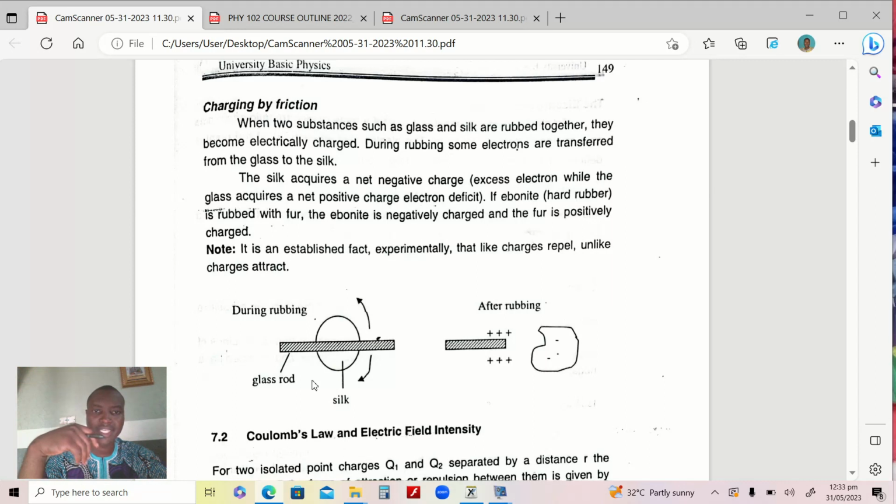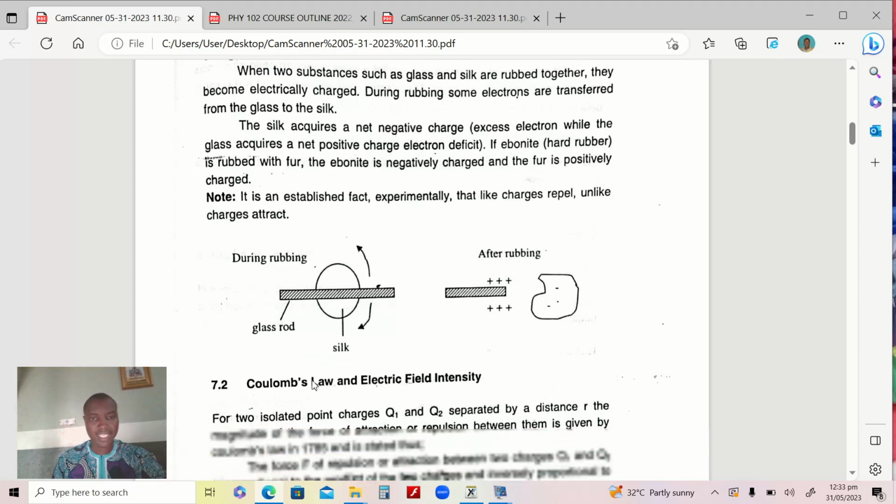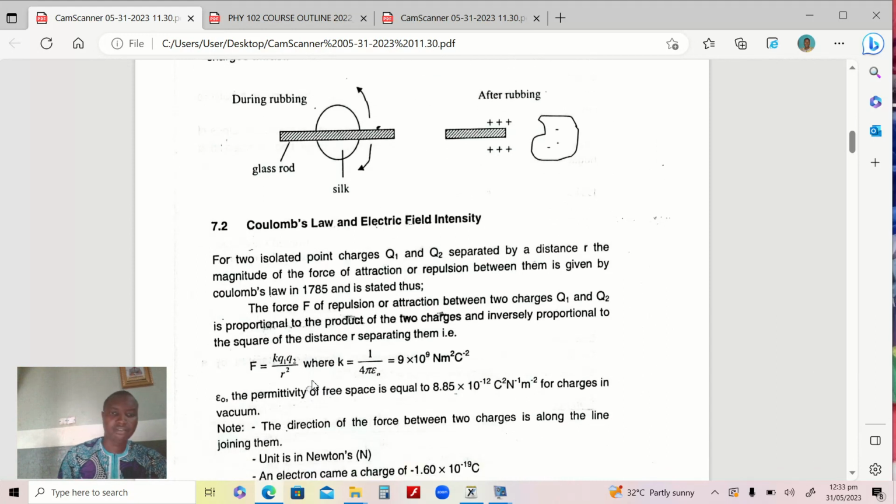When two substances such as glass and silk are rubbed together, they become electrically charged. Thus, by rubbing, some electrons are transferred from the glass to the silk. So the silk acquires a net negative charge, that's excess electrons, while the glass acquires a net positive charge as electron deficit. So if an ebonite rod is rubbed with fur, the ebonite is negatively charged and the fur is positively charged. And this is what we can see according to the diagram here.